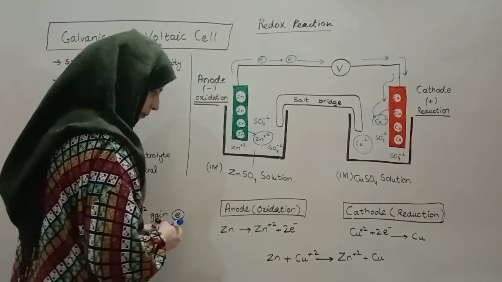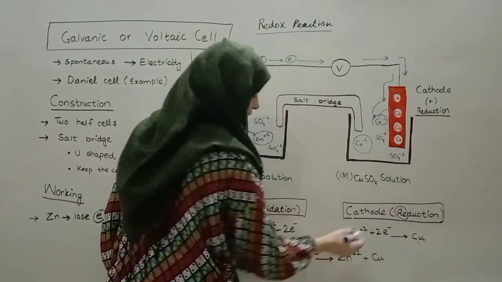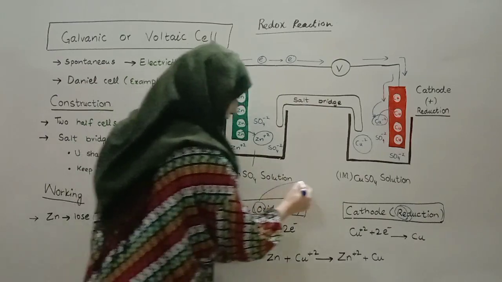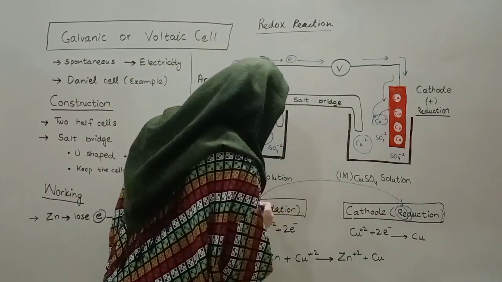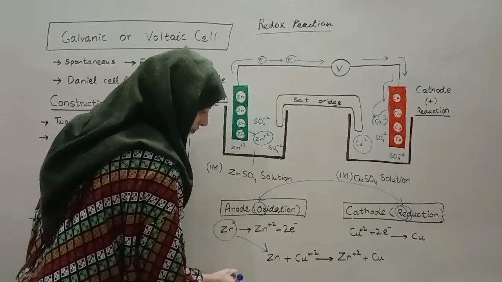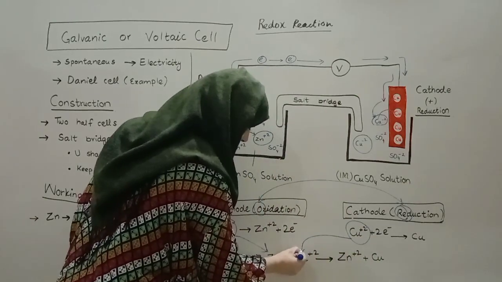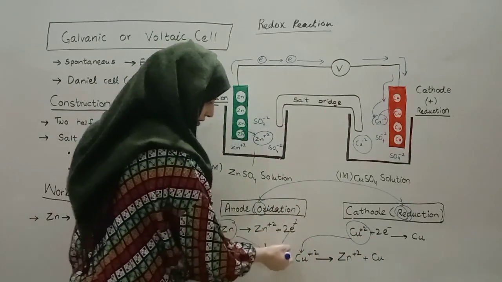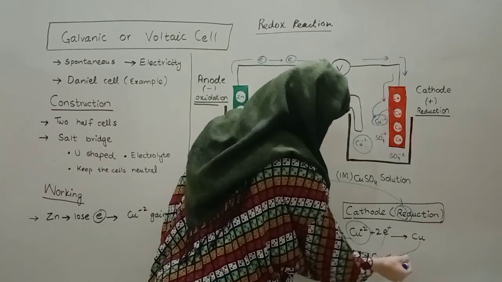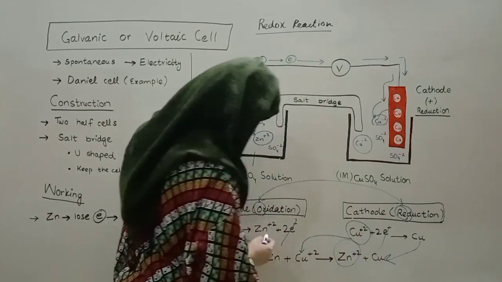Now the overall reaction, the redox reaction: red and ox. Overall redox reaction: zinc, copper. And at the end, if we cancel the electrons, we have zinc ion and copper.